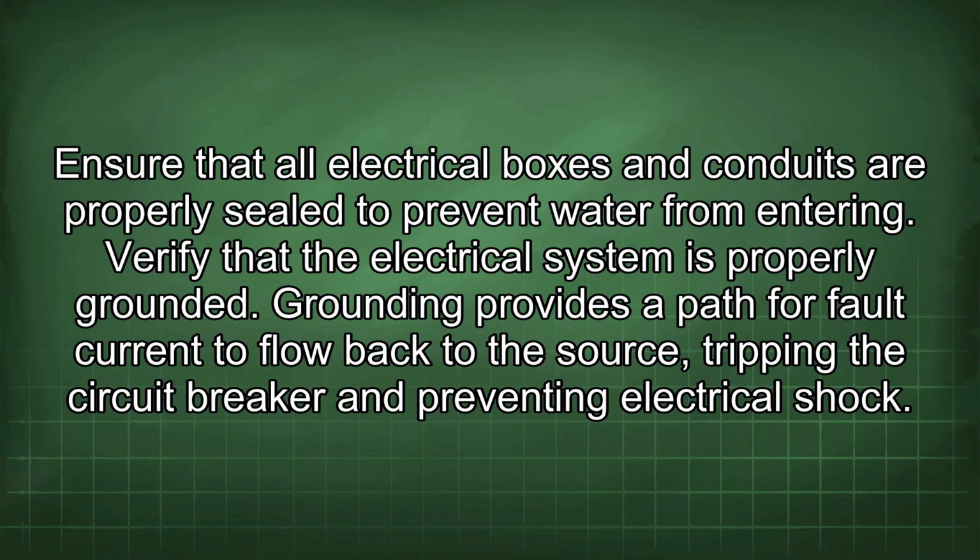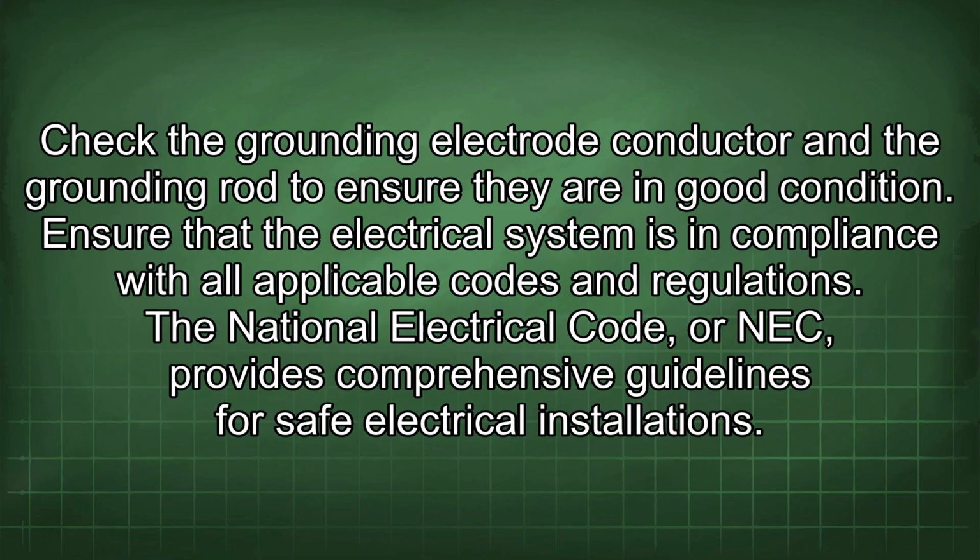Ensure that all electrical boxes and conduits are properly sealed to prevent water from entering. Verify that the electrical system is properly grounded. Grounding provides a path for fault current to flow back to the source, tripping the circuit breaker and preventing electrical shock. Check the grounding electrode conductor and the grounding rod to ensure they are in good condition.